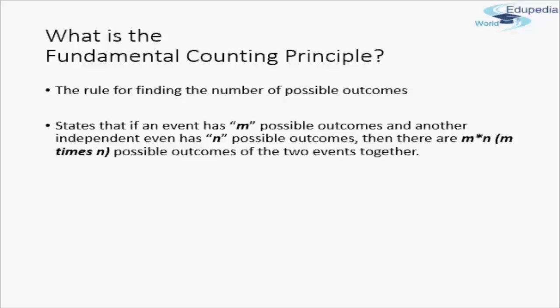We're going to go through some examples to show how this works, and this goes for more than two events as well. For example, if there was an event with A possible outcomes, an independent event with B possible outcomes, and then a third with C possible outcomes, the answer would be similar to this one. Just like we multiplied the 2 and the 3 in the example, it's going to be A into B into C. That is the number of possible outcomes of the 3 events altogether.